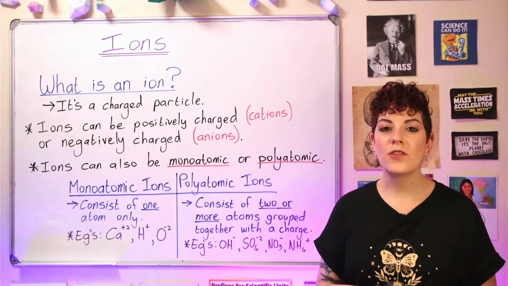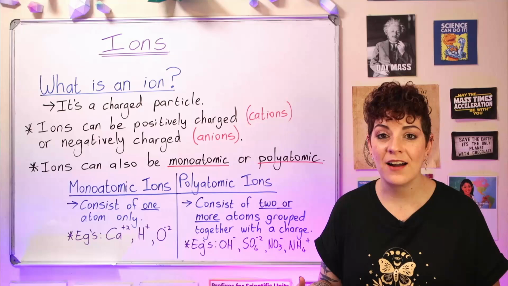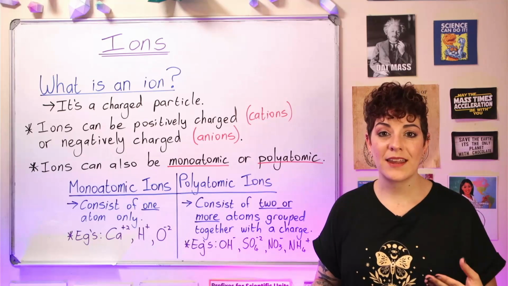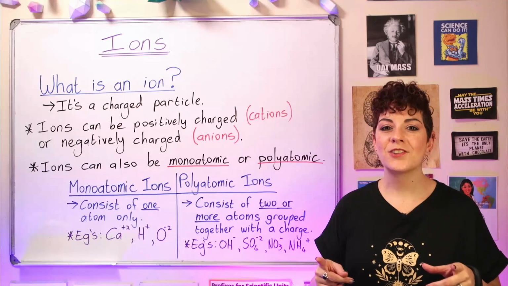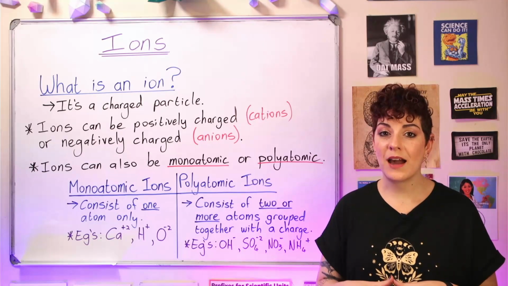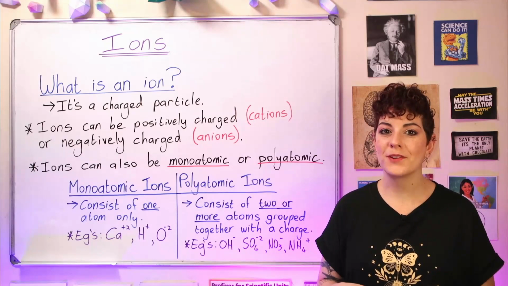So now that we know the different ways we can categorize ions as either positive or negative or monoatomic or polyatomic, now let's take a closer look at how monoatomic ions are actually formed.